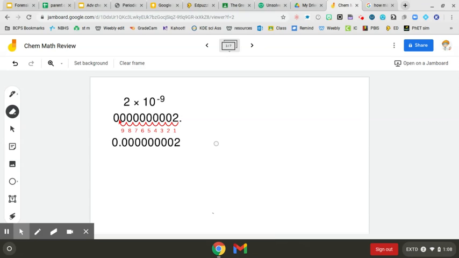So let's say, back to pen, I have a number like 4.8 times 10 to the 20th power. And I want to divide that by 2.1 times 10 to the 4th power.